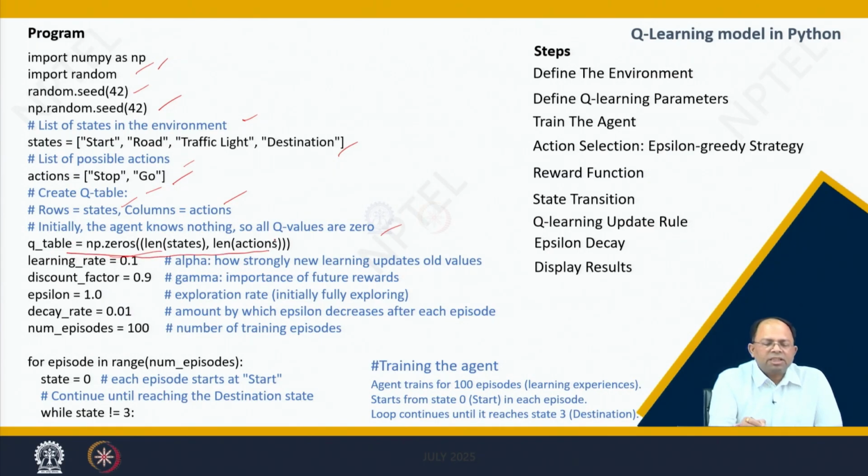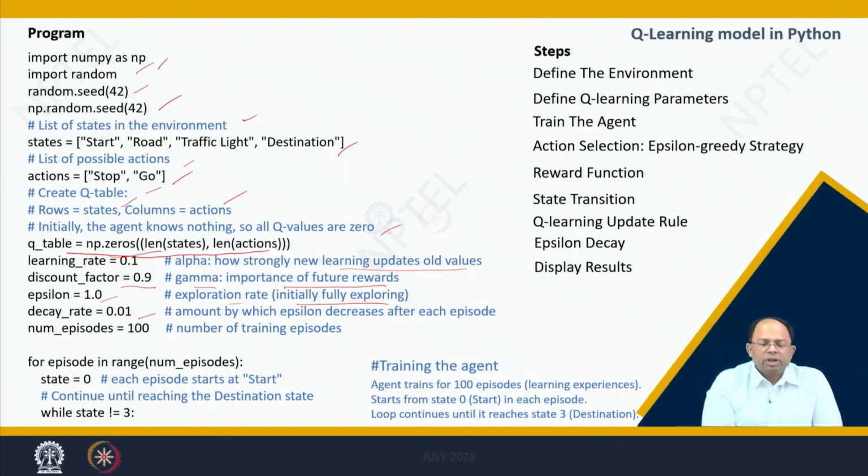So, states and actions become the rows and the columns, and we introduce the learning rate as 0.1. This is the alpha value, how strongly new learning updates the old value. We already have seen that in the equation. The discount factor is given as 0.9. This is the gamma value, the importance of future rewards. It is closer to 1, that means future rewards are quite important. And then epsilon equal to 1, which is the exploration rate. This is for the greedy function. Initially we are fully exploring. There is no learned decision and so on.